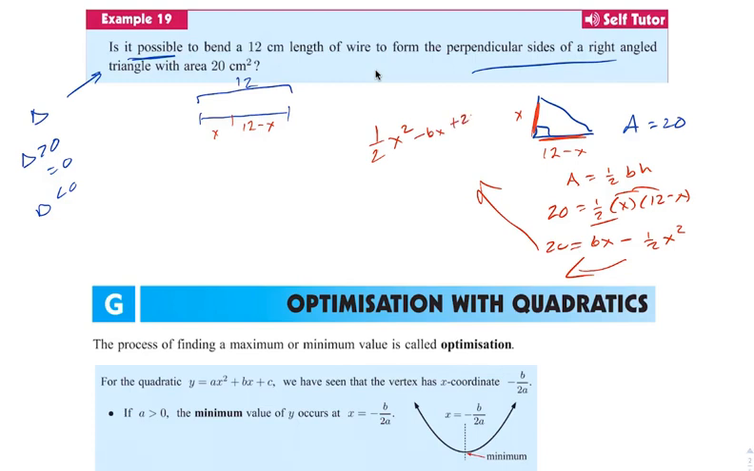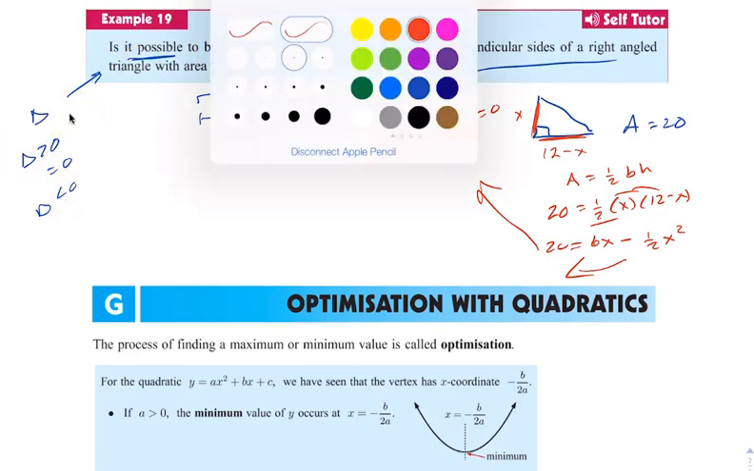Plus 20 equals 0. So I have this. Now if I solve it, it does tell me what the answers are, but the question is, is it possible? That's all they want, if it's possible. So we're just going to do the discriminant real quick and see if it's possible.